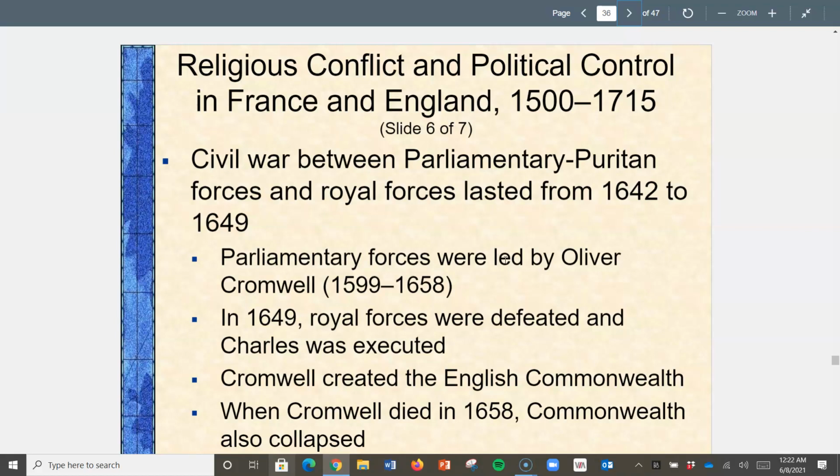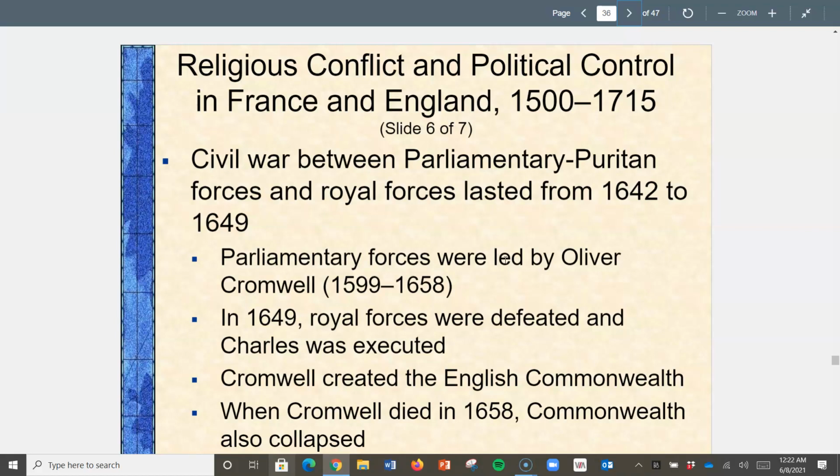So until about 1658 when Cromwell dies, and then Parliament decides to bring back the monarchy in 1660. Charles had wanted to rule as an absolute monarch, had moved in that direction. Parliament resisted, and it led to this civil war. It did lead to the execution of the king, though.